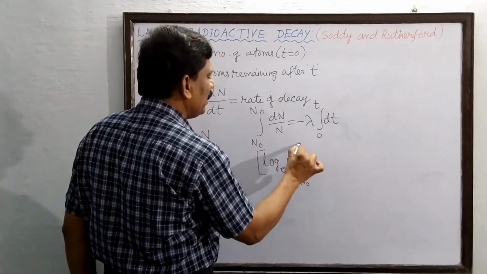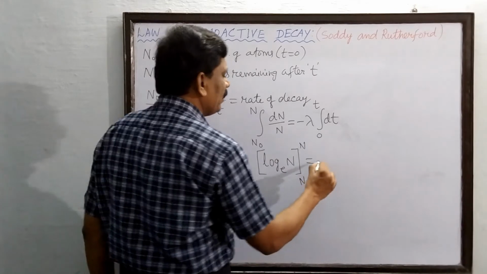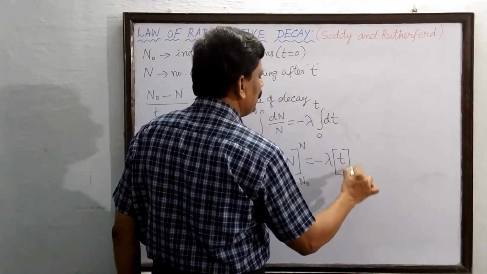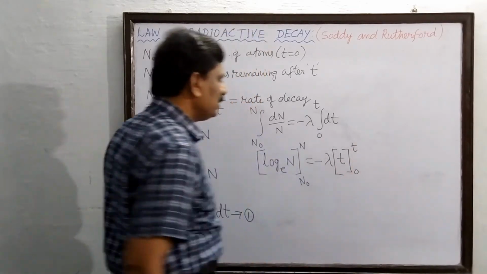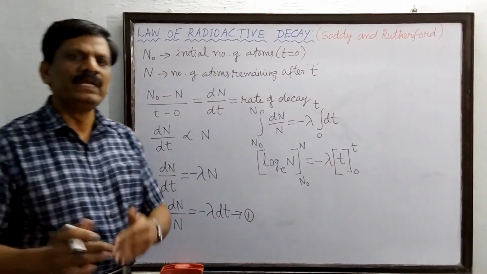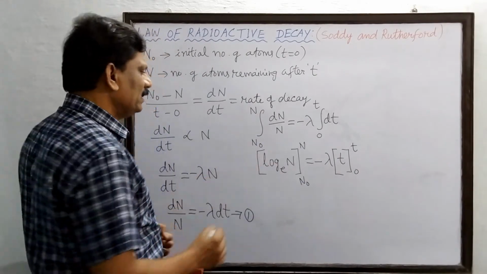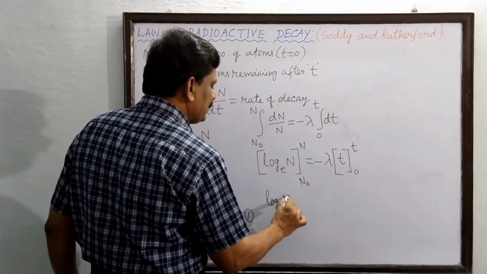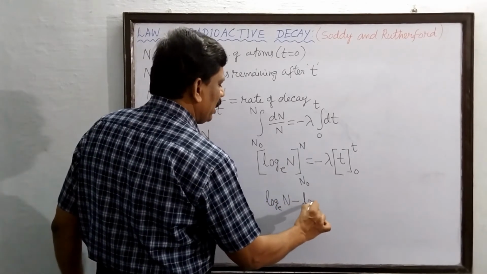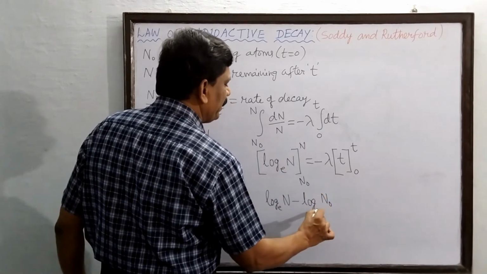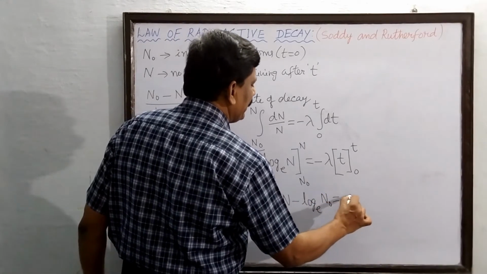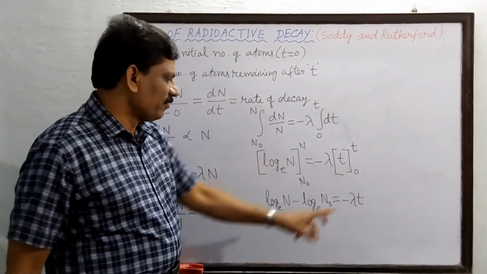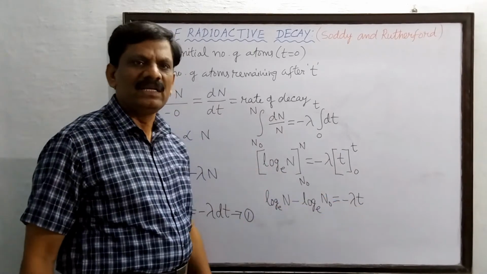limits n0 and n. And this is equal to minus of lambda into integral of dt, which is t, between the limits 0 and t. Now substituting the lower limit and the upper limit, the left hand side will become log n to the base e minus log n0 to the base e. This is equal to minus lambda into t. The lower limit will vanish. Therefore, right hand side is minus lambda t.